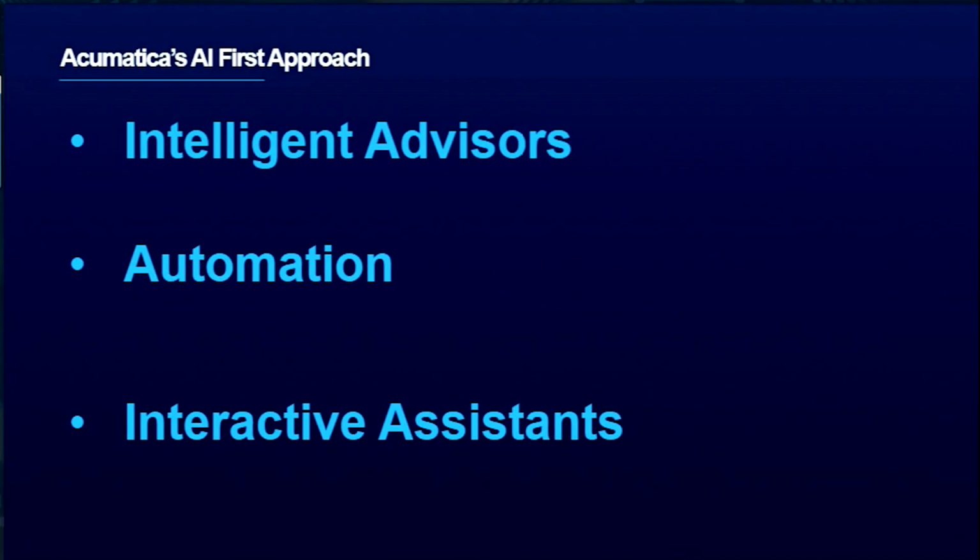So I'm going to break this down into three pillars, if you will, or three areas: intelligent advisors, automation, and interactive assistance. An intelligent advisor looks at your data and says, you may want to try X. Automation is when you have some data in the system and you're repeating the same task over and over again. You want to tell it to go do X if Y happens, for example. And an interactive assistant is if you're in the middle of doing something and you may need help, right? You're going to ask for help, and then you can decide if that information is useful. So not force-feeding you AI, but making suggestions.